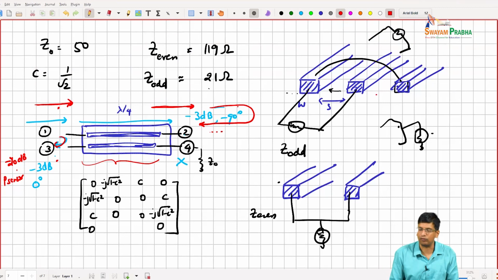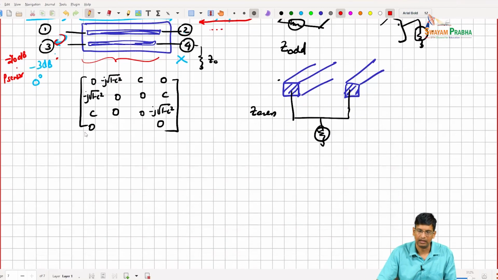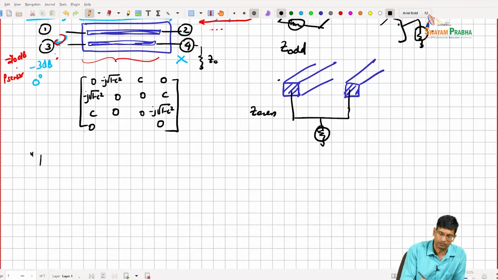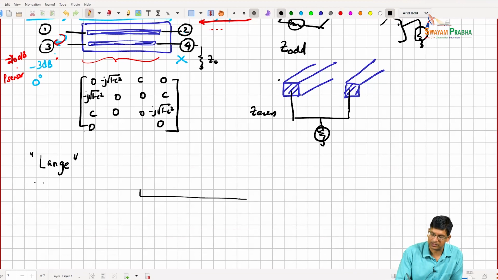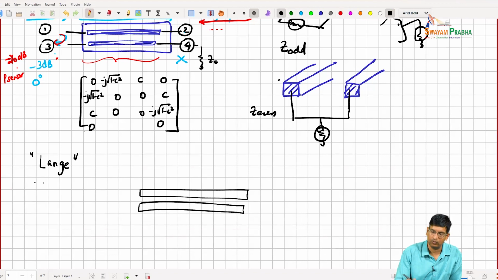This approach of putting multiple fingers in order to make it more tightly coupled is also quite popular. It is used right from the days of MIMIC and PCB. There is a special name for that kind of coupler, which is called a Lange coupler, where instead of having just one line like this, we are doing 2 lines like this in order to couple them.